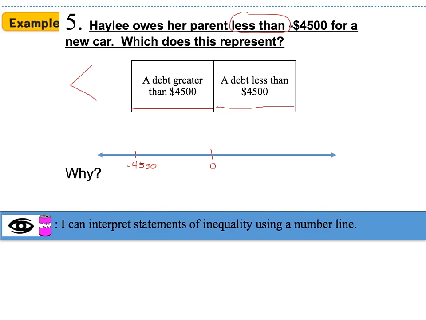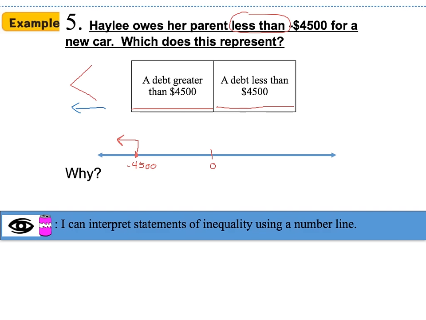So I want you to take note at the direction of the arrow. The arrow is pointing to the left, which means on my number line, if I wanted to graph the less than symbol, I would start at negative $4,500, and because my inequality says less than, my arrows need to point in the same direction of less than, which is to the left. What that means is that Haley owes her parents somewhere to the left of negative $4,500.